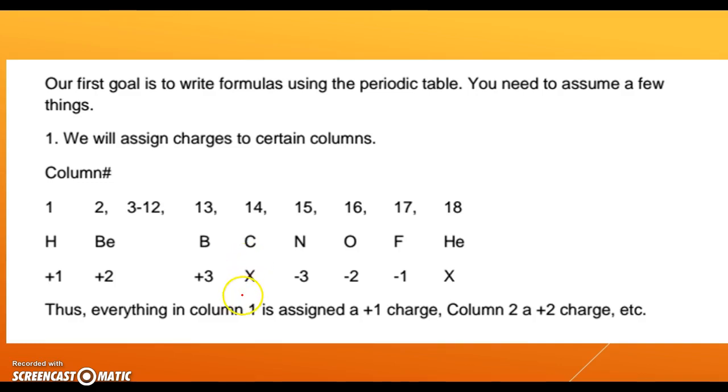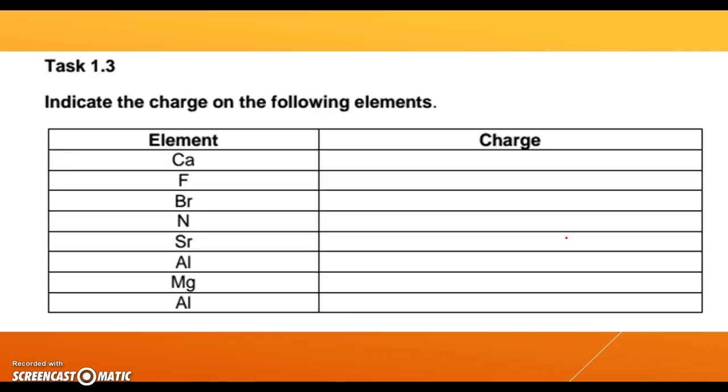Carbon right here could be plus or minus 4. If you think about it, 4 is right in the middle of reaching 8, so it's just as easy for it to lose 4 or to gain 4. It could do either one. Helium here is not going to have a charge because it already is satisfied. It has 8 for the octet rule, so it's not going to have a charge. It's not going to form ions.